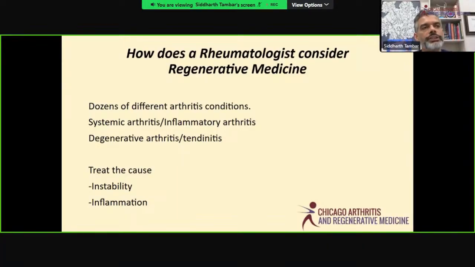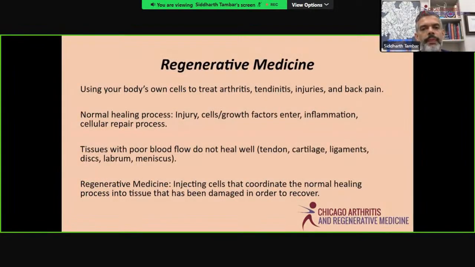And if you have an issue that is instability in a joint, if you've failed conservative options like strengthening exercises, then you should consider regenerative medicine treatment. If you have an inflammation problem, is it inflammation just in one joint where we can treat it locally? Or is it inflammation throughout the whole body? If it's throughout the whole body, then you want to use an appropriate treatment for the whole body.